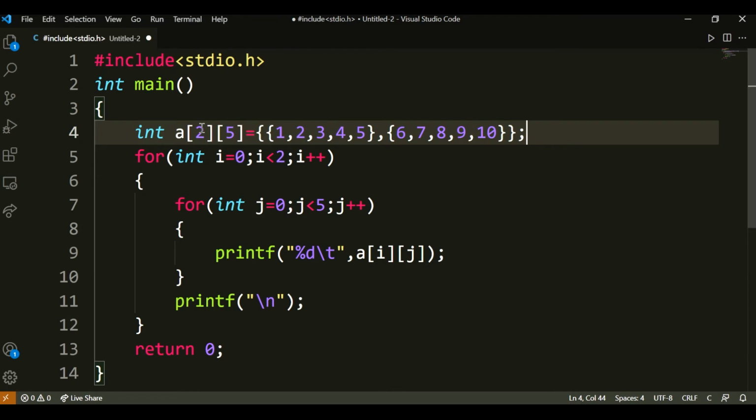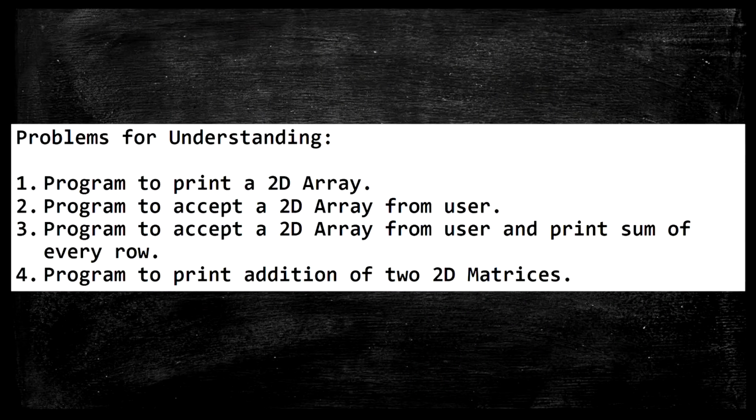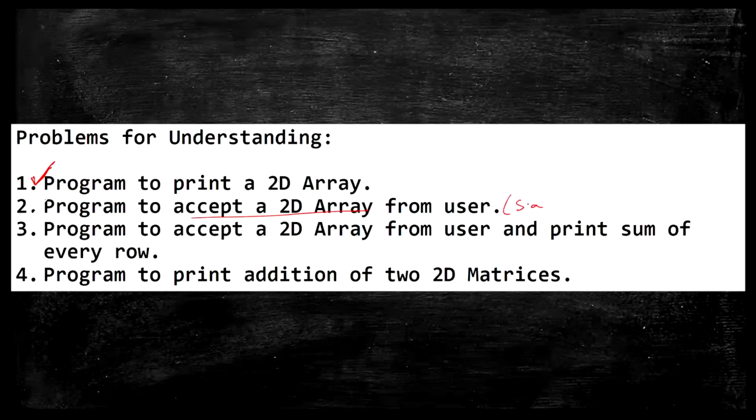So in this way we solved the first program, that is printing the 2D array. We have 2 rows and 5 columns. We print a 2D array in this way, right? So let's now move to the next code and see what we have. In the second code we have to accept a 2D array from the user using scanf, that is this one, question number 2. If we change the ink color, this one is complete, and now we are going to do this one, that is program to accept a 2D array from the user. We are going to use scanf.